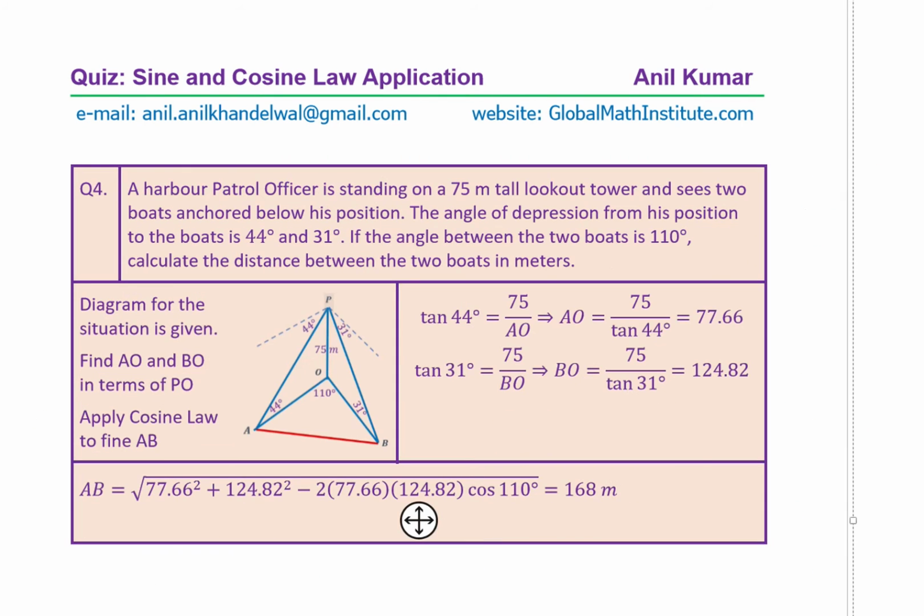Now we'll take up the third, which is our fourth example. Here is an excellent application based on 3D. The question here is, a harbor patrol officer is standing on a 75-meter tall lookout tower and sees two boats anchored below his position. The angle of depression from his position to the boats is 44 degrees and 31 degrees. If the angle between the two boats is 110 degrees, calculate the distance between the two boats in meters.